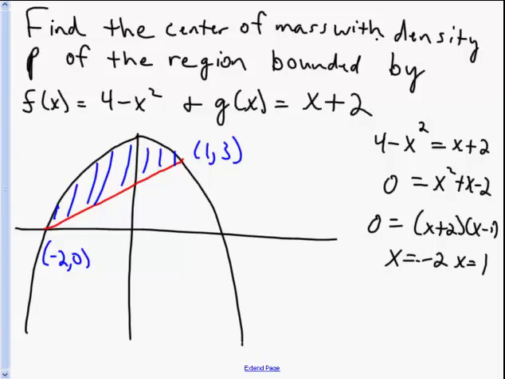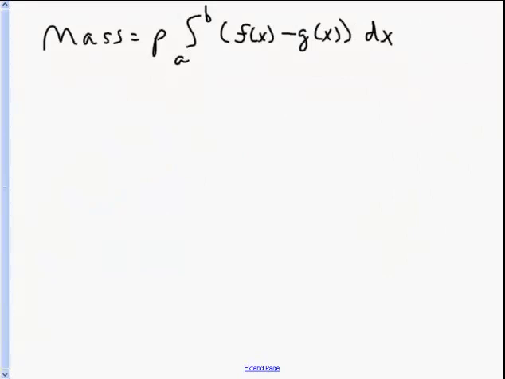So let's talk about how we find the mass first. The mass in this case, since we're talking about something in two dimensions, is just the density of whatever that piece of material is times the area between those two curves. This is what we've done before, the area of that region. So to get the mass, you have your area formula and you've got your density out front, which is a constant. So this is rho times the integral from negative 2 to 1.